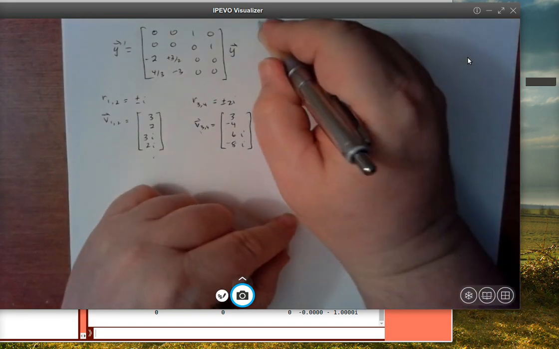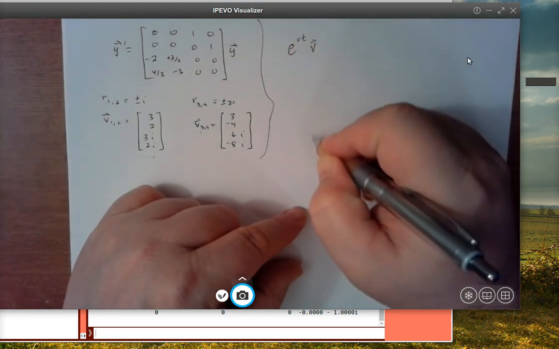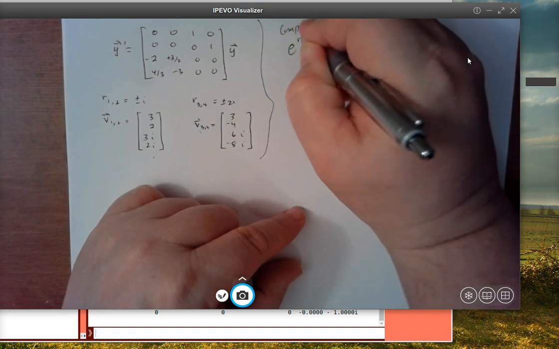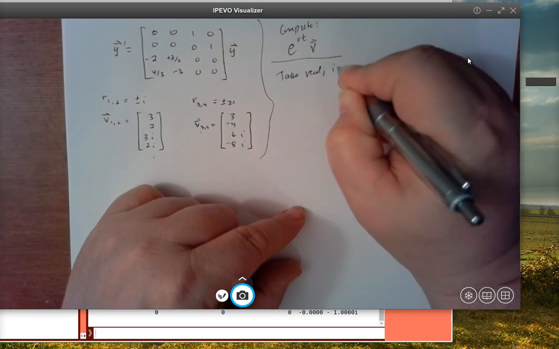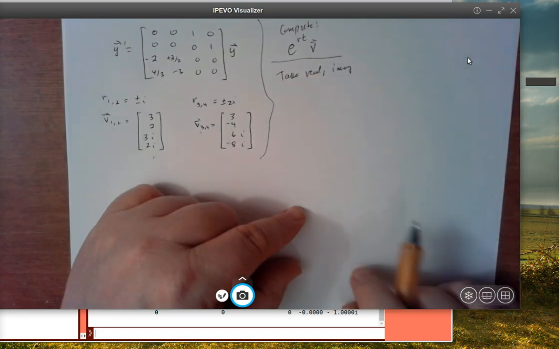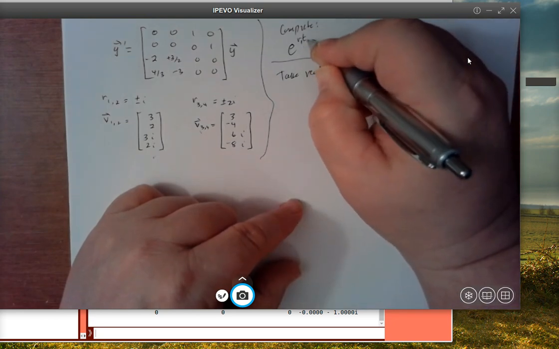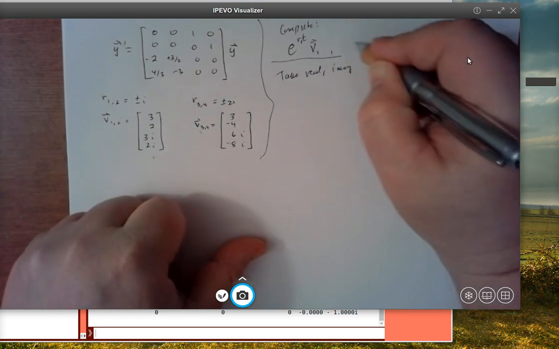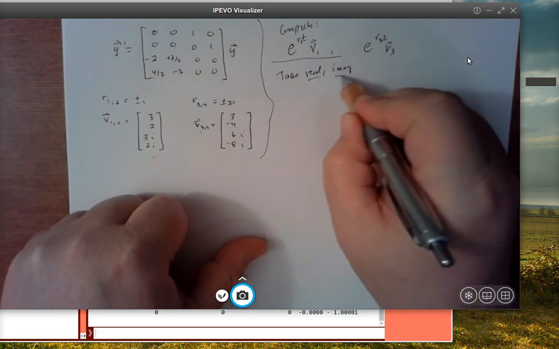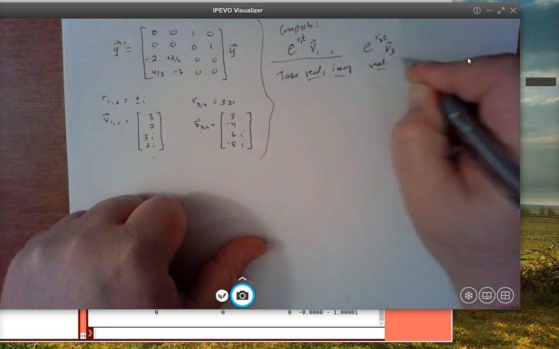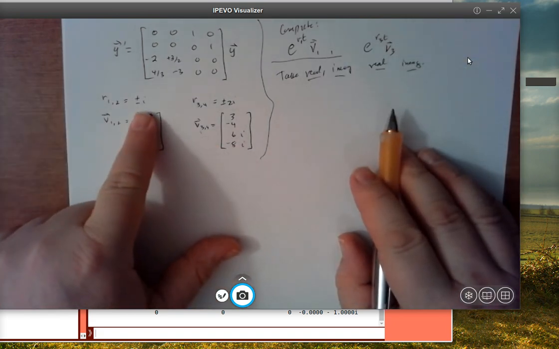Okay, and so what we're after here for our full solution is we want e to the rt times v, right? We want to compute that. And then we'll take the real part and the imaginary part as our two separate solutions. So first I'm going to do r1 and v1, and then we'll do e to the r3 times v3. And so in this way I'm going to have 4 solutions, real and imaginary. So this is just kind of what we're going to be doing next. So let's go ahead and do that.